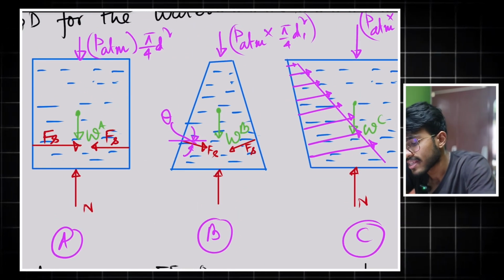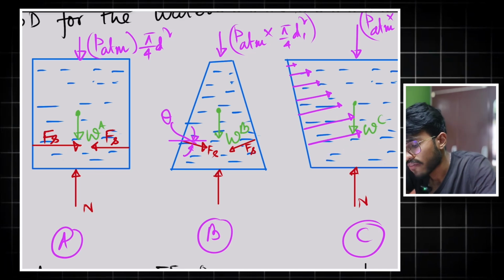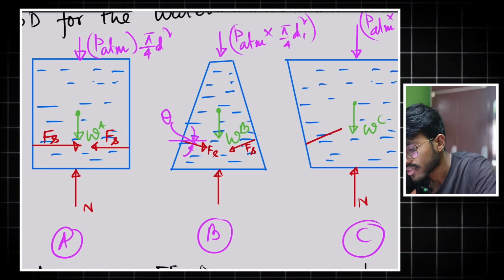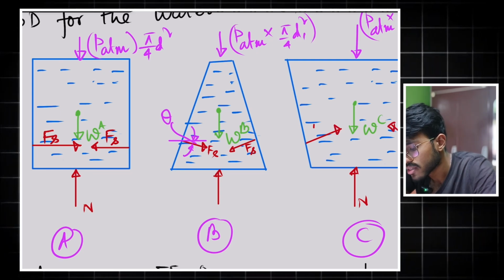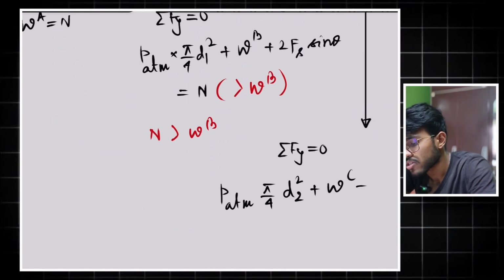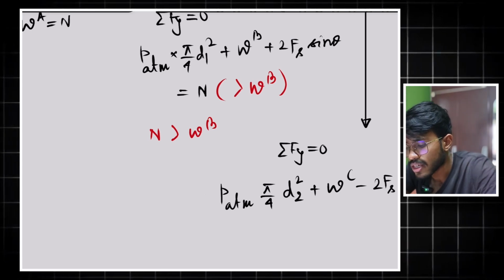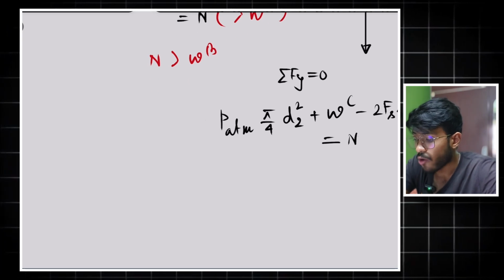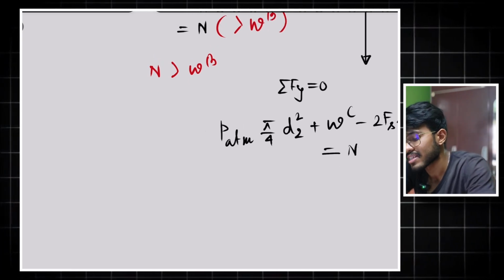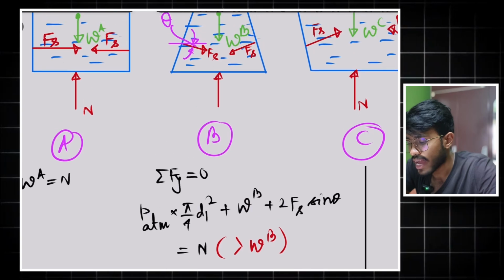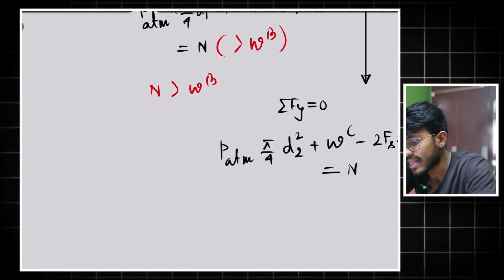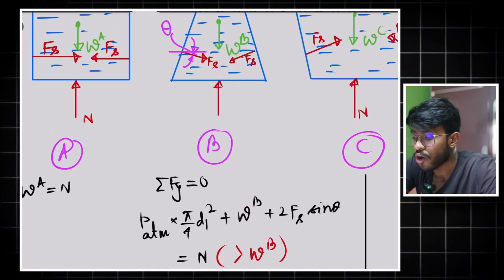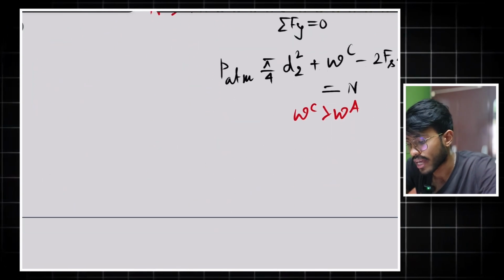Now, here you see that your net force will have an inclination a bit upwards. So your net force will be something like this, the net surface force, Fs, at some angle theta or alpha. So now this will be Fs sine alpha, and this is equal to your N. Now here is the catch. For this case, you can see that my WC is greater than WA.